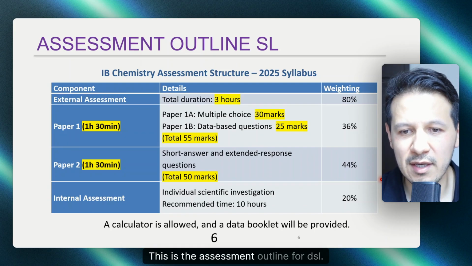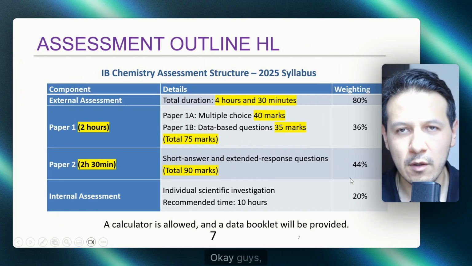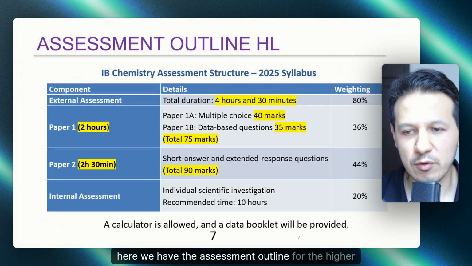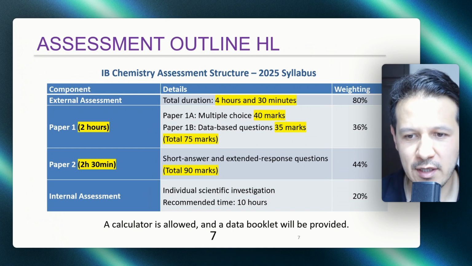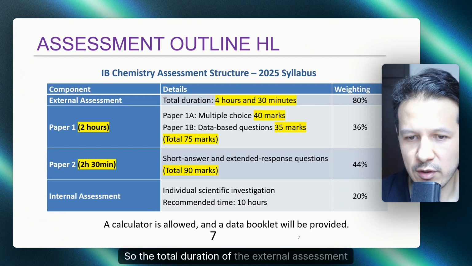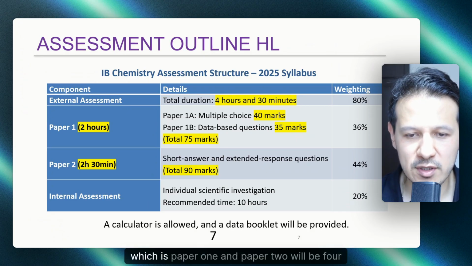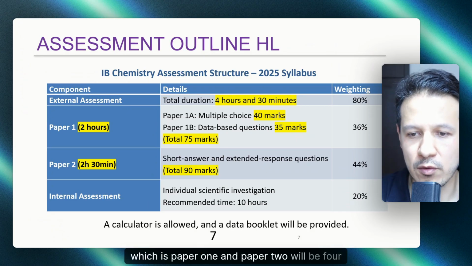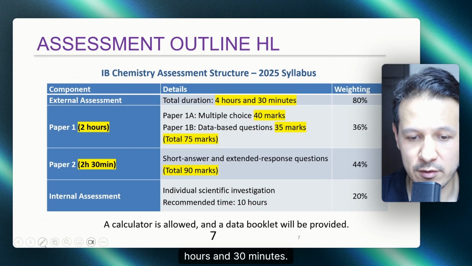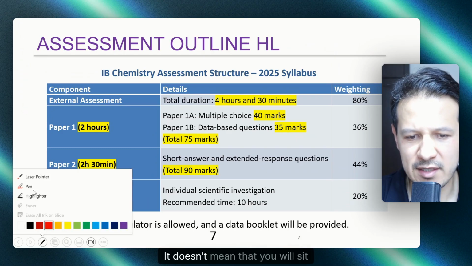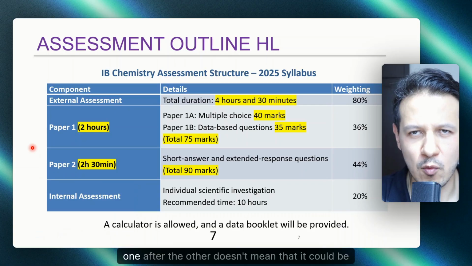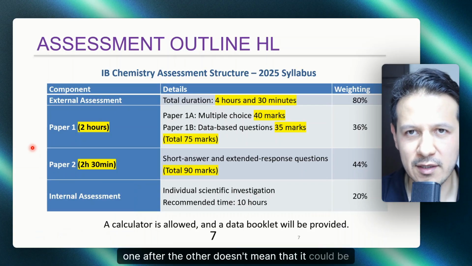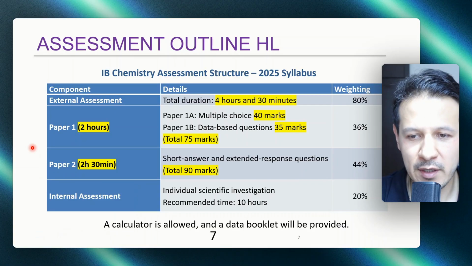This is the assessment outline for HL. Okay, guys, here we have the assessment outline for the higher level. So it's different. The total duration of the external assessment, which is paper one and paper two, will be 4 hours and 30 minutes. It doesn't mean that you will sit paper one and paper two one after the other. It could even be a different day.